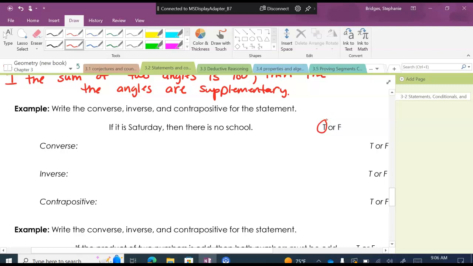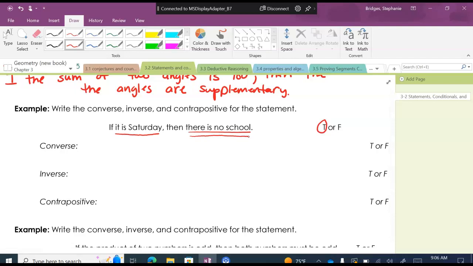Now, before we begin, looking back at our original conditional statement, what is my hypothesis? Let's underline it once. The hypothesis comes after the if: it is Saturday. Okay, that's my hypothesis. And then we want to underline our conclusion twice. There is no school. Why are we underlining this? To help us when we rewrite our statements.